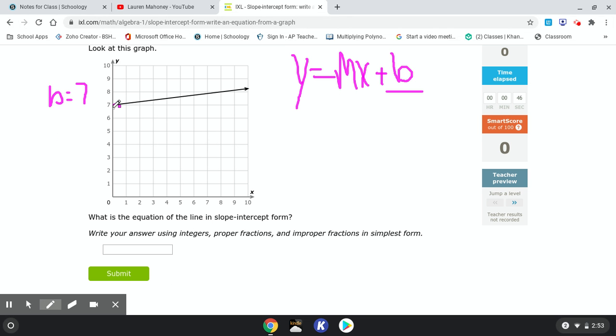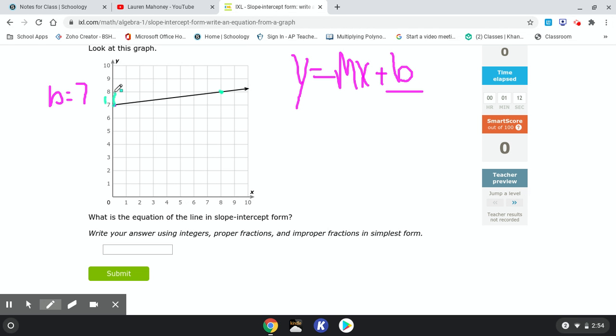You'll have to excuse, I'm writing with a mouse here, so it's not going to look the best. So this is our goal here, y equals mx plus b. So b is 7, which means I'm going to have a plus 7 on the end of my equation. Now I want to count to find the slope. Slope is going to be our rise over run.